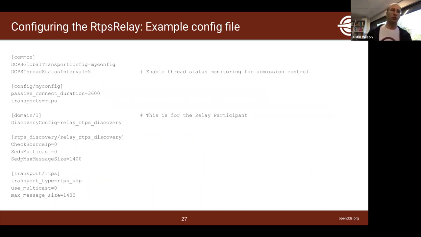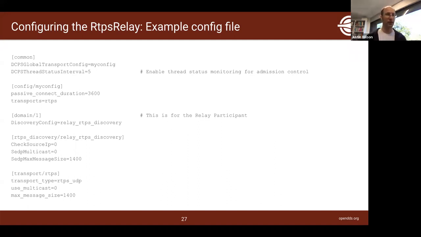So moving on to configuring it, the RTPS relay itself is configured like any other DDS application. Typically, you're going to use an INI file, or rather, you kind of have to use an INI file to configure it. And there are two domains you have to configure. You have to configure the application domain, and you have to configure the relay domain. In this particular config file, we've enabled the thread status monitoring because we'd like to do admission control. Our domain one is for the relay participant.